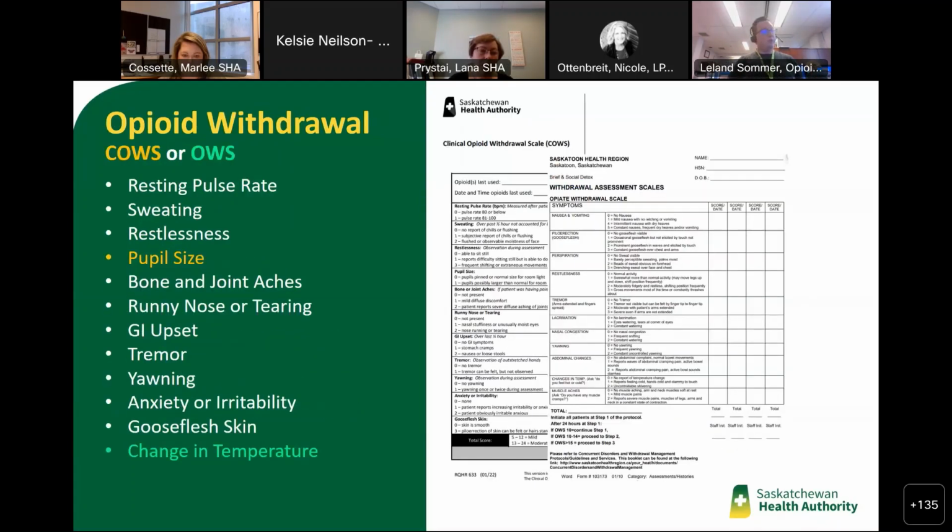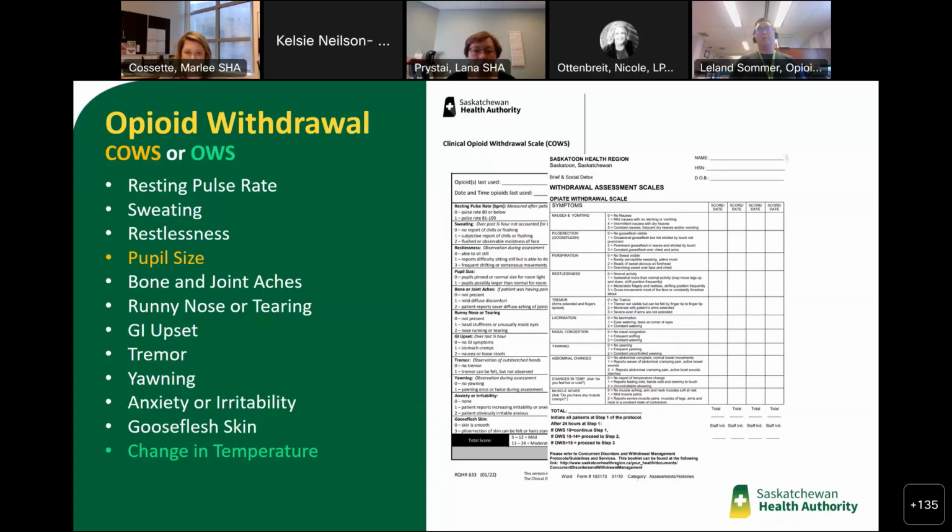So for opioid withdrawal, we have two options currently in the province. One of those is the clinical opioid withdrawal scale, and the other is the opioid withdrawal scale. They're very similar. There is work currently happening in the province within the provincial order sets to introduce a common approach. So I did look through kind of where I could access any pre-printed orders, any resources, and these were the two that I found across the province.